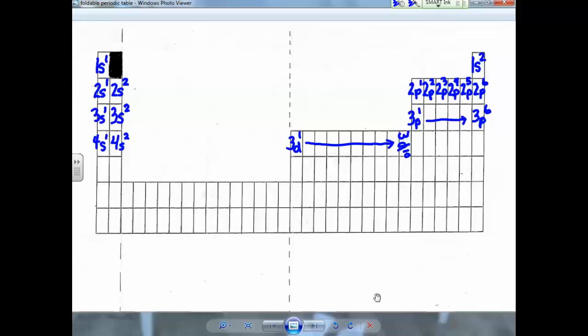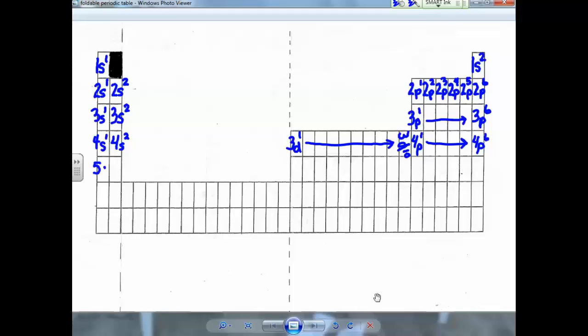What would come after 3d10? Look at the pattern. 4p. 4p1 through 4p6. What would come next? 1, 2, 3, 4, 5.